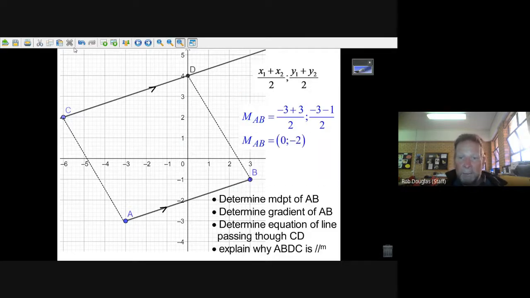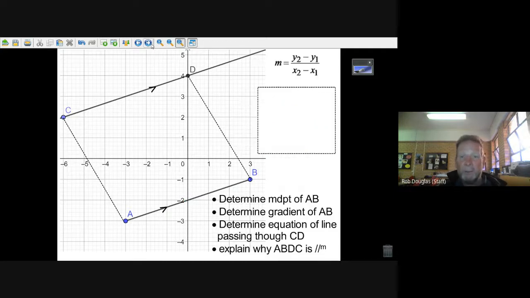Let's take a look at this. A and B, well, you've got -3 for the X coordinate of A. You've got 3 for the X coordinate of B. So -3 plus 3, well, that's 0 divided by 2. The X coordinate of your midpoint is 0. Then you add the Y values, the Y coordinates. For A, it's -3. For B, it's -1. Well, -3 plus -1 is the same as -3 minus 1. It's -4 divided by 2 is -2. So 0 and -2 is the midpoint.